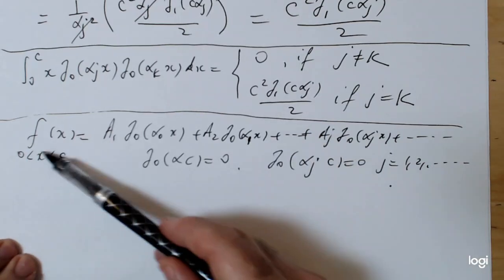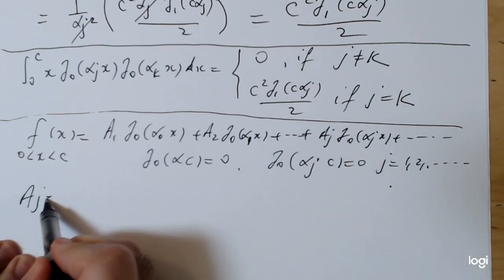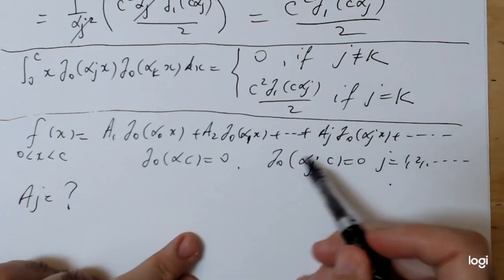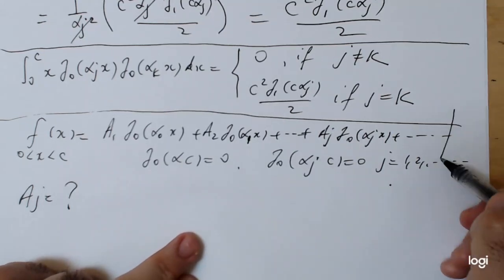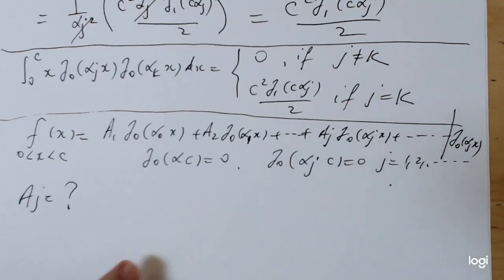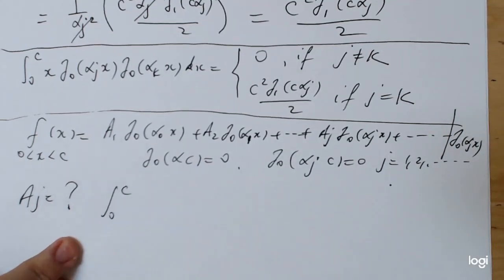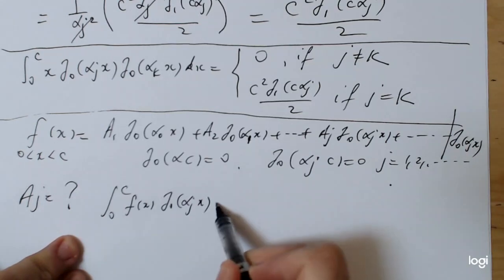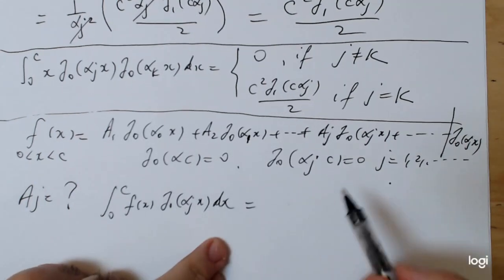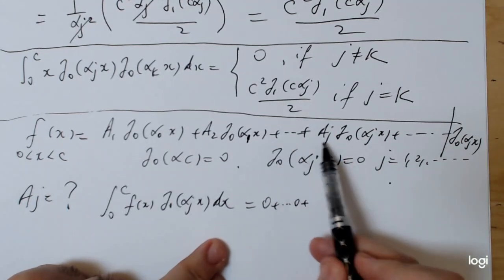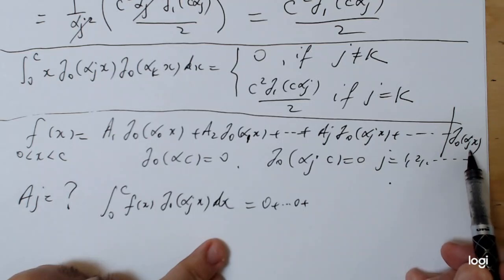So how do you find this representation? How do you find this a_j? Just like with the sine functions, you fix a j and multiply the entire equality by J0(alpha_j x). On the left side, you have the integral from 0 to c of f(x) J0(alpha_j x) dx. On the right-hand side, all those integrals will be 0, except the one in the middle that has the index identical to j.